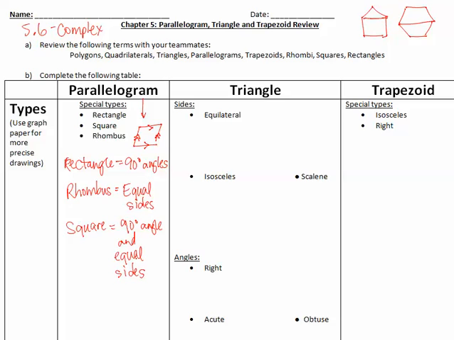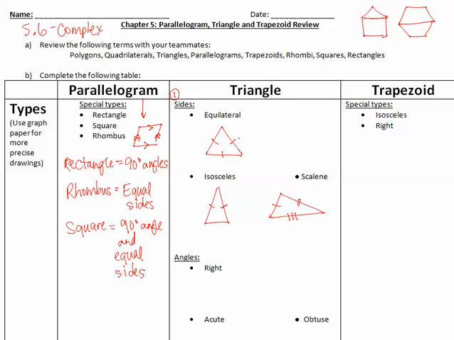Triangles. There are different ways of categorizing triangles. We can categorize them by the length of their sides or by the measurement of their angles. So there are two broad categories of triangles. Let's look at sides first. An equilateral triangle is one where all of the sides are equal, which means the measurement of all three sides is exactly the same. In an isosceles triangle, two of the sides are the same and one side is of different length. In a scalene triangle, all three sides are different.